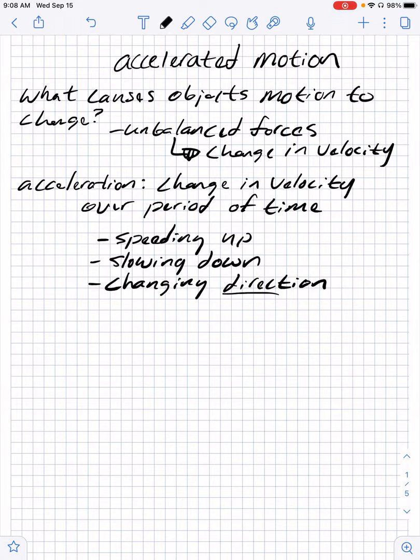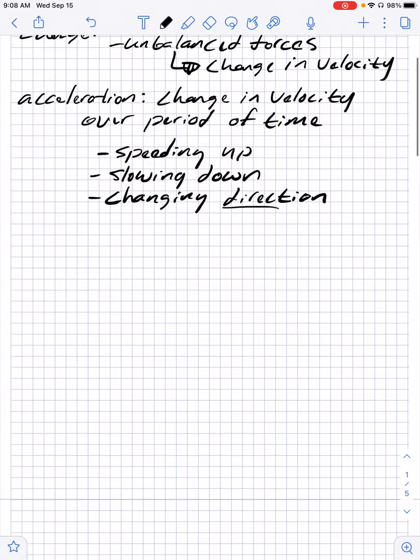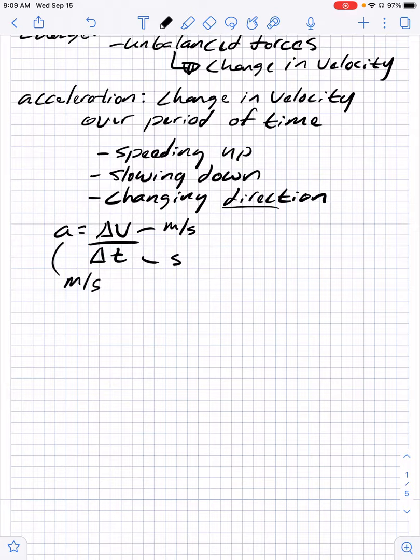Now, from there, we can build an equation. Our basic equation for acceleration is an object's change in velocity, delta v, over a period of time. That's the equation we have to calculate our acceleration. Our velocity needs to be in meters per second, and time is in seconds, so the unit for acceleration is meters per second squared. That's our basic equation.